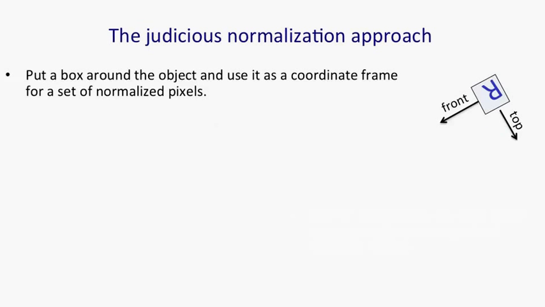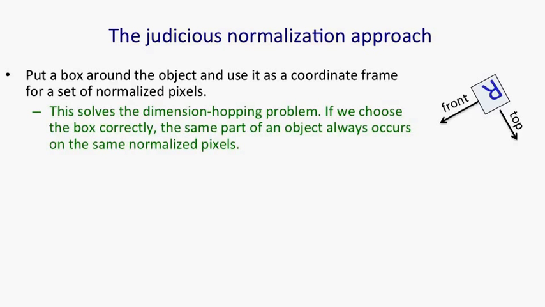A second approach is what I call judicious normalization. If you look at that upside down capital letter R on the right, I put a box around it, not very well in fact, and I've labelled a top and a front for that box. Relative to that box, the R has, for example, a vertical stroke at the back, and it has a loop facing forwards at the top. So if we describe features of the R relative to that box, they're going to be invariant. This is assuming it's a rigid shape. Putting a box around a rigid shape solves the dimension hopping problem. It gets rid of the effect of changes in viewpoint.